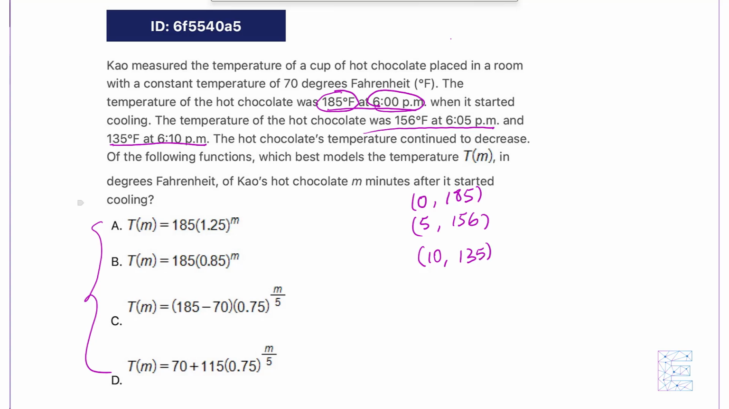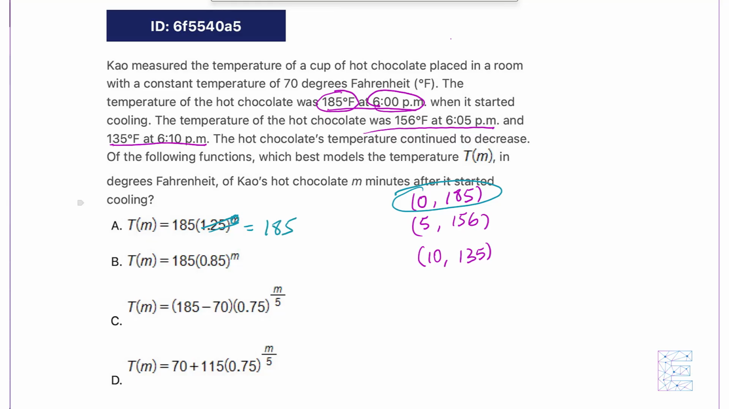So using the back solving method, we could plug each of these x values into these equations and see which one best models the scenario. An easy number to work with is whenever your x value is 0. So if you plug in a 0 here, you would have 185 times 1.25 to the power of 0. Well, you know anything to the power of 0 is 1. So this is 185. That seems to be working.